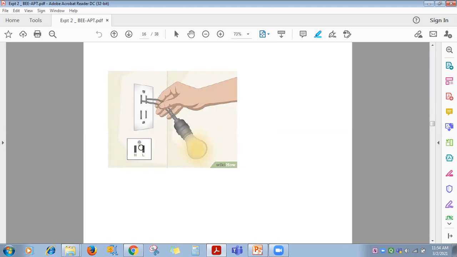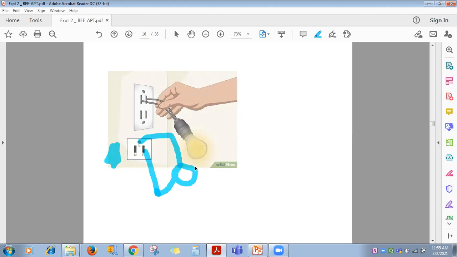How can you check whether the earthing connection is done properly or not? For that, what do you do? This is the live phase. Take one lamp. Suppose this is the lamp I am taking. One terminal you connect to the live phase, the other terminal you connect to earthing, and whatever switch is over here, you switch on.